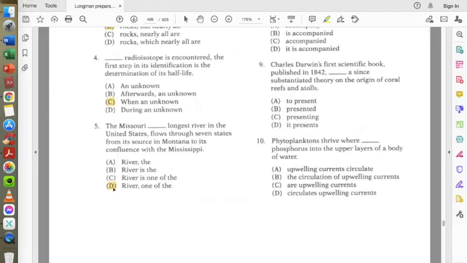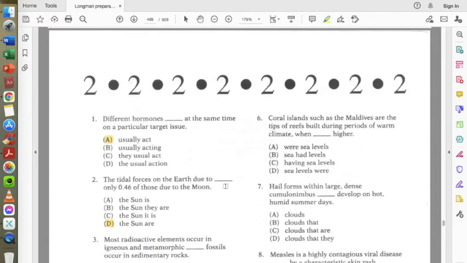No, that is incorrect, because one of the longest rivers would need an S there. So A, that's a singular plural issue there. So the Missouri River, the longest river in the United States. And again, we could say which is the longest river in the United States. And so that singular becomes important because it's not one of plural rivers.